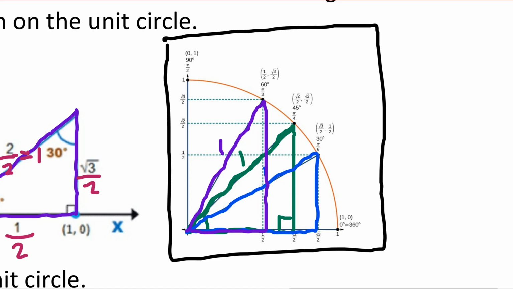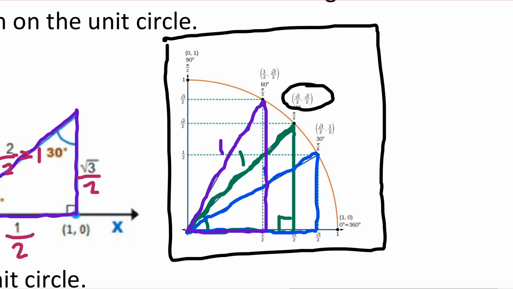So let's observe some patterns. Notice for the 30-degree angle, cosine is equal to square root of 3 over 2. So for the 30-degree angle, I'm starting with square root of 3 over 2. And then the sine value is equal to 1/2. Notice when we look at our 60-degree angle, these two switch to give us sine and cosine for 60 degrees. The ordered pair for 45 degrees is pretty simple to remember because both x and y are the same value.